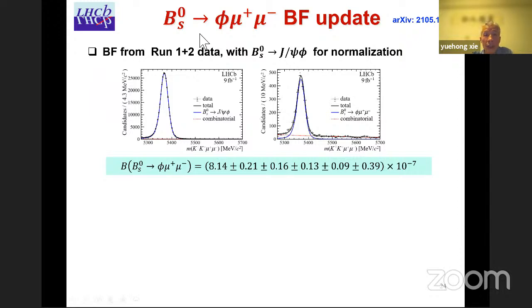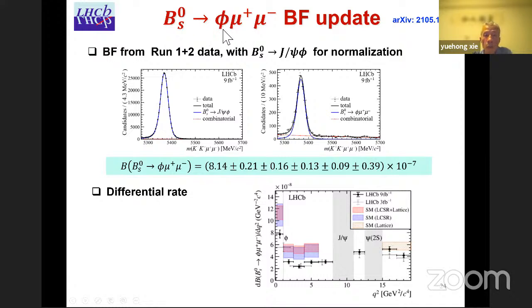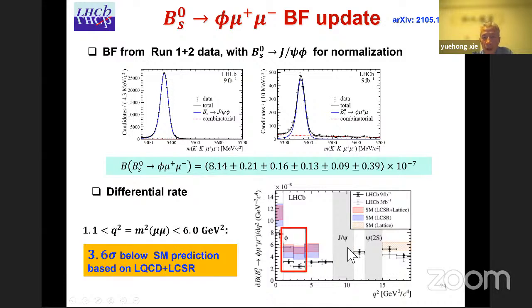Okay, now I move to the discussion of another mode, Bs to phi mu mu. We use Run 2 data to update the branching fraction measurement, and also the differential decay rate as a function of q squared. From here you can see that the observed decay rate in the low q squared region is significantly below the Standard Model prediction based on light cone sum rules and lattice QCD. The discrepancy is at the level of 3.6 sigma.